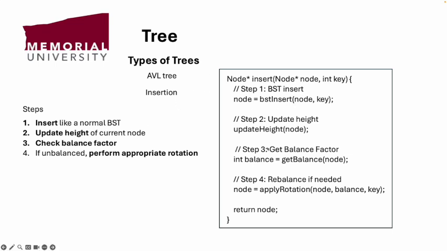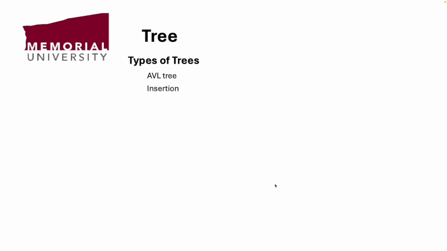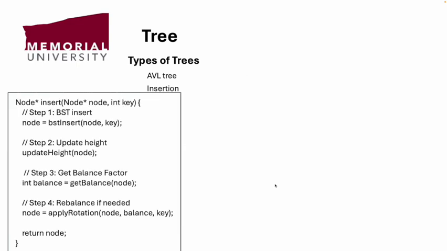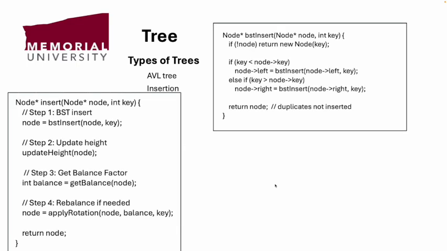Converting to code, we have 4 steps. First is the binary search tree insert, where we pass the root node and the key we are going to insert. Second step is to update the height. Third step, we get the balance factor. Then we process rotation if needed. Okay, let's look at the detailed code.